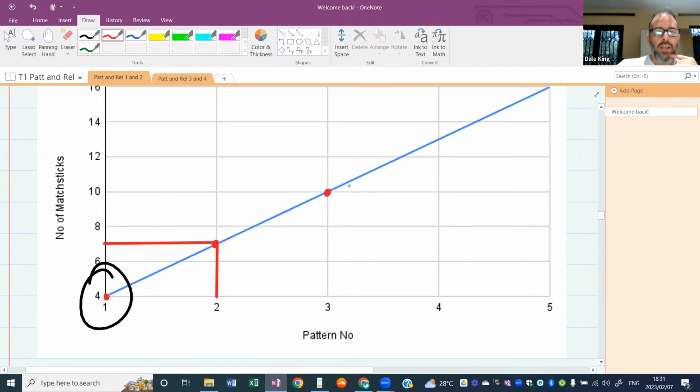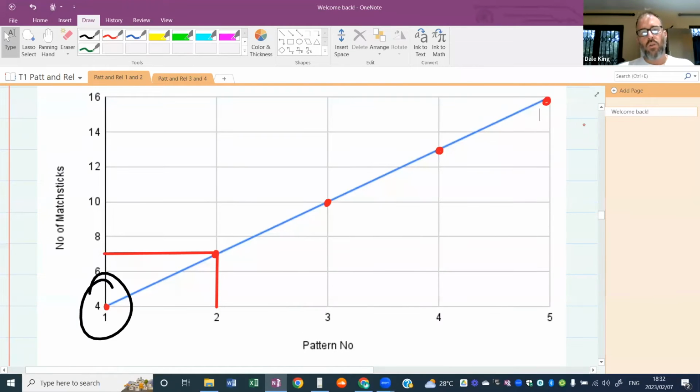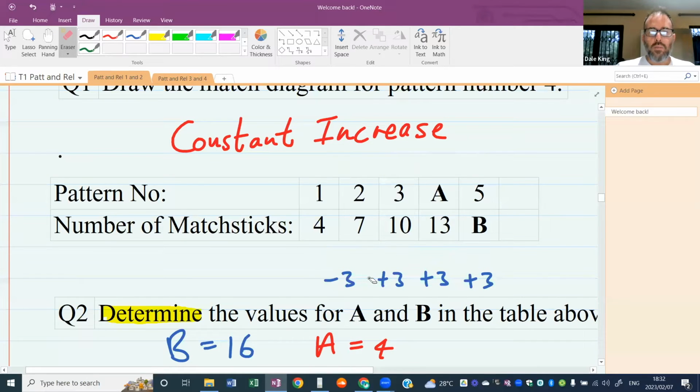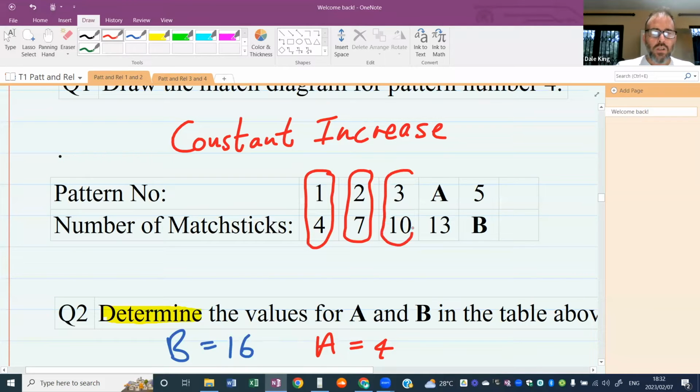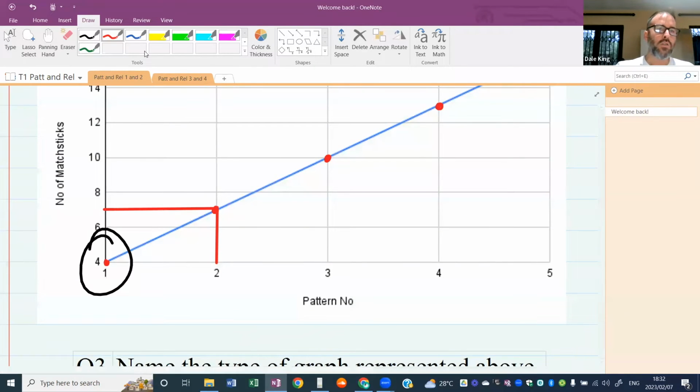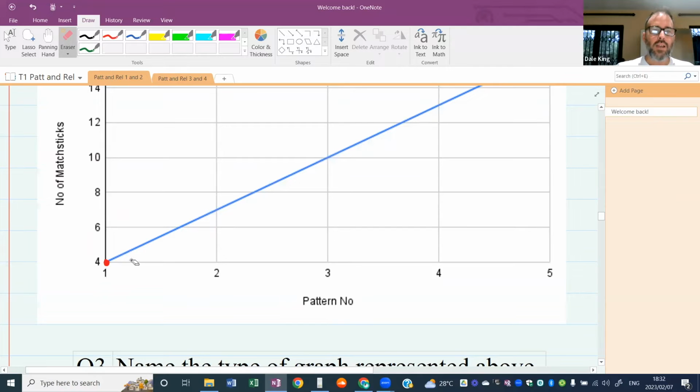For 3, we had 10. For 4, we had 13. And for 5, we had 16. So we can plot all of these points in the table. These are plotting pairs, and we can plot them onto the graph. My question though is, which of these, the pattern number or the number of matchsticks, goes where on my graph? I've done it for you, but what if they asked you to do this from scratch? How are you going to know which one goes on the x-axis and which one goes on the y-axis?